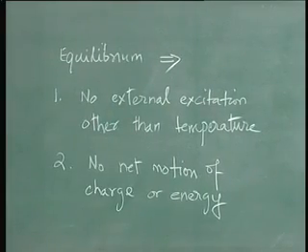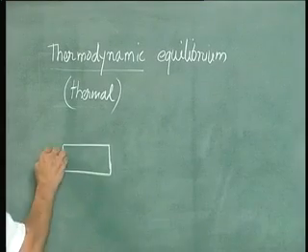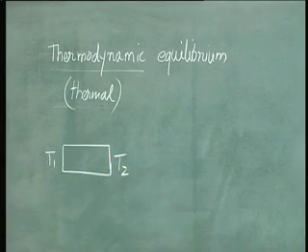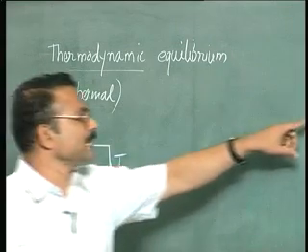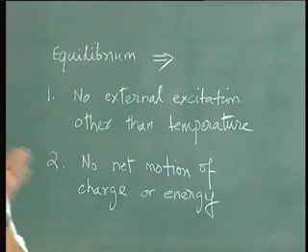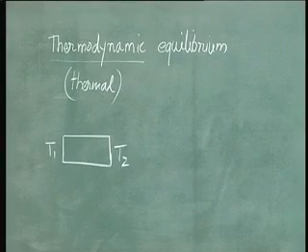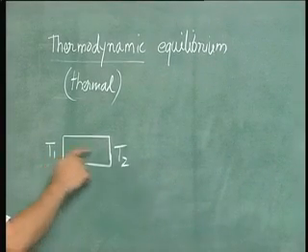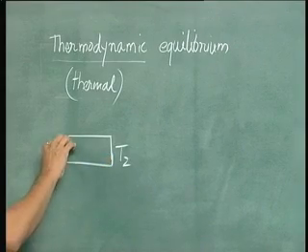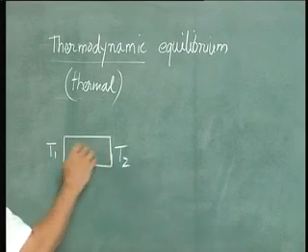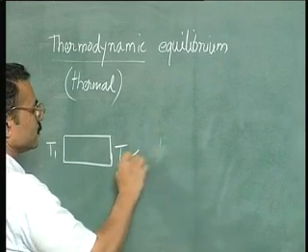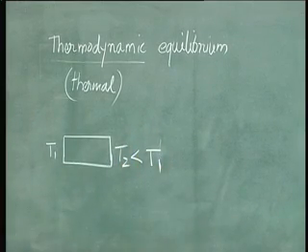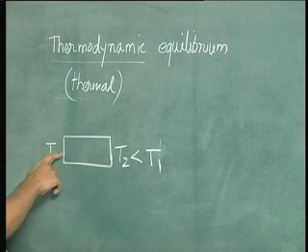supposing you have a semiconductor. One end you have a temperature T1, other end you have temperature T2. Okay? Now the first condition is satisfied here. There is no excitation other than temperature. That is true. However, if T1 is more than T2, then there is a flow of heat from this end to the other end.